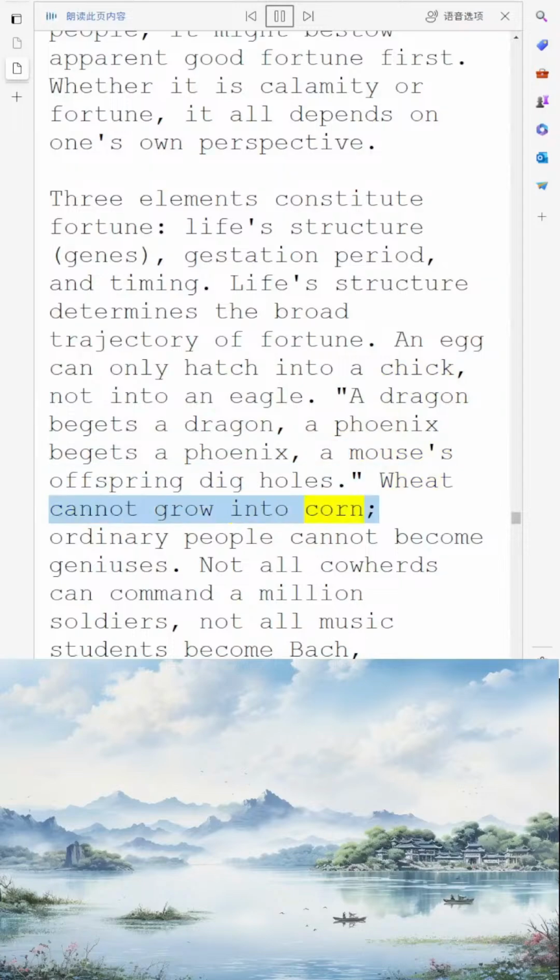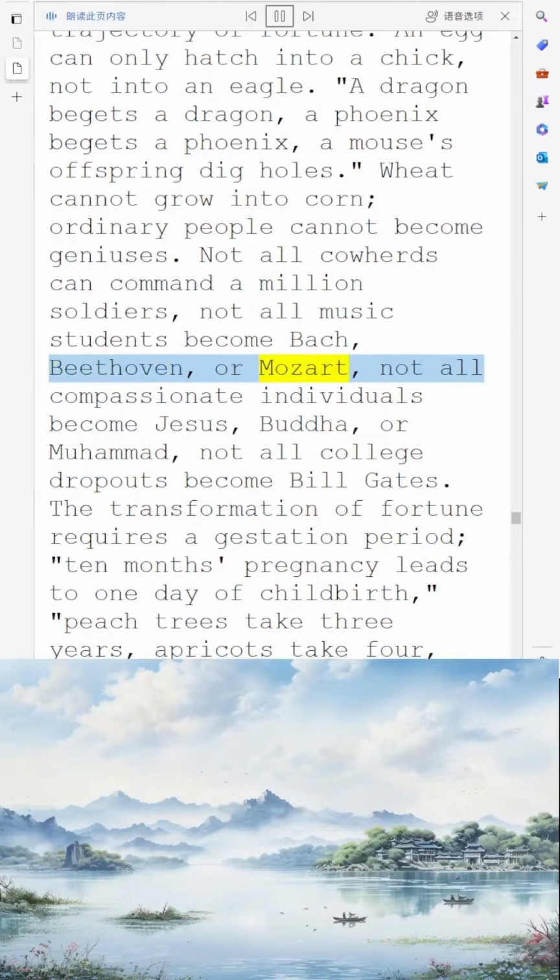We cannot grow into corn. Ordinary people cannot become geniuses. Not all cowherds can command 1,000,000 soldiers. Not all music students become Bach, Beethoven, or Mozart. Not all compassionate individuals become Jesus, Buddha, or Muhammad. Not all college dropouts become Bill Gates.